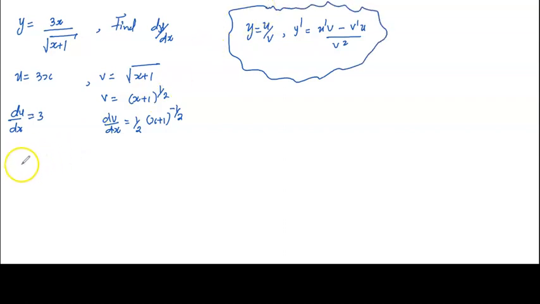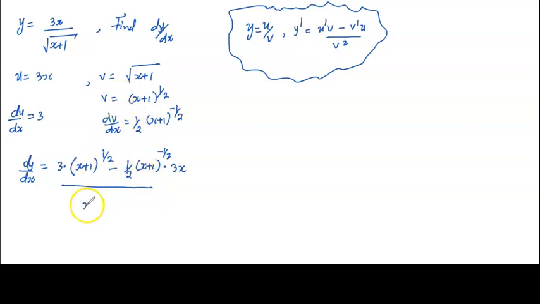So now our derivative, dy/dx, we are following the formula. We have the derivative of u, which is equal to 3, times v, which is (x plus 1) to the power of a half, minus the derivative of v, which is a half (x plus 1) to the power of negative a half, multiplied by u, which is 3x, all of this divided by v squared. So it is (x plus 1) to the power of a half, all of it squared.